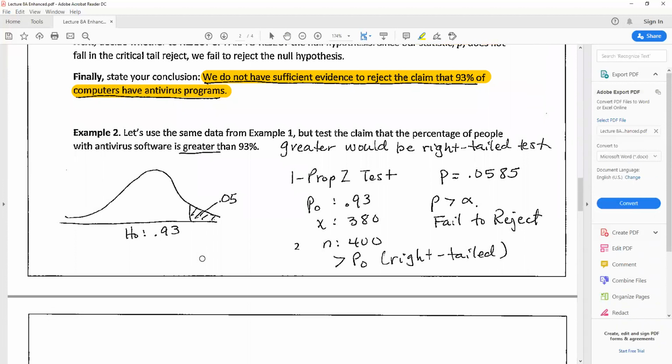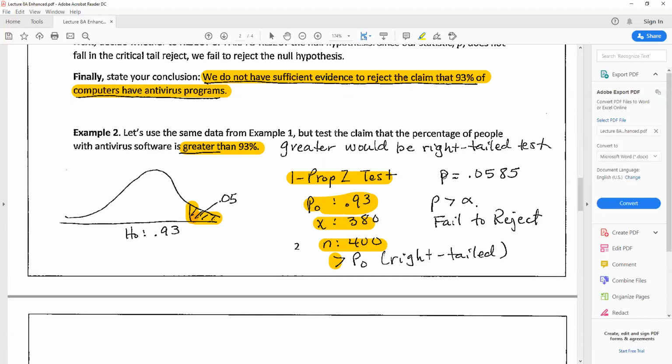Example 2. Now let's use the same data from example 1, but this time we're going to claim that the percentage of people with antivirus software is greater than 93%. Well, greater means it's a right-tailed test. So all of the alpha value, the 5%, would be in the right tail. So we would go back to the one-prop z-test. We would enter the null's claim for the proportion, 0.93. We would still use the 380 for x, the 400 for n. The only difference is we would select the right arrow because it's a right-tailed test.